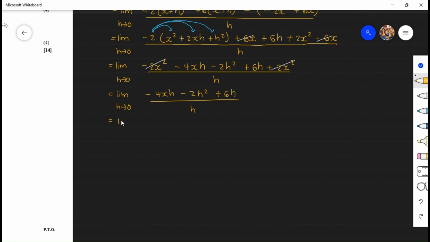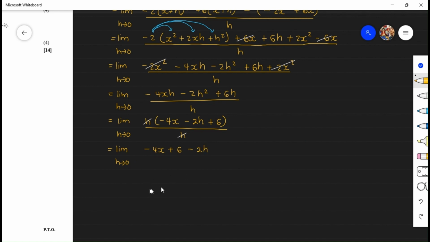So we bring down the limit as h approaches 0. If we take out our common factor being h, we are then left with negative 4x minus 2h plus 6, all over h. And as we can see, h cancels out h. We are then left with the limit as h approaches 0 of negative 4x plus 6 minus 2h.